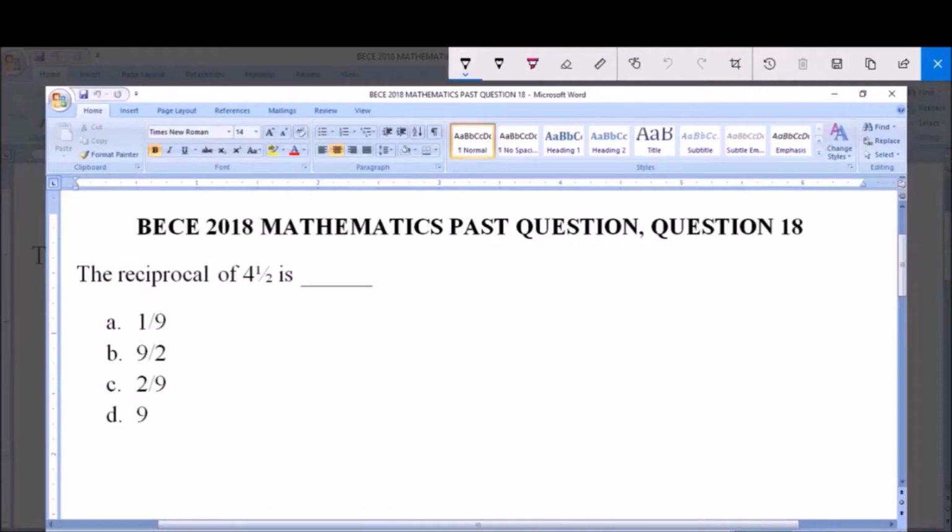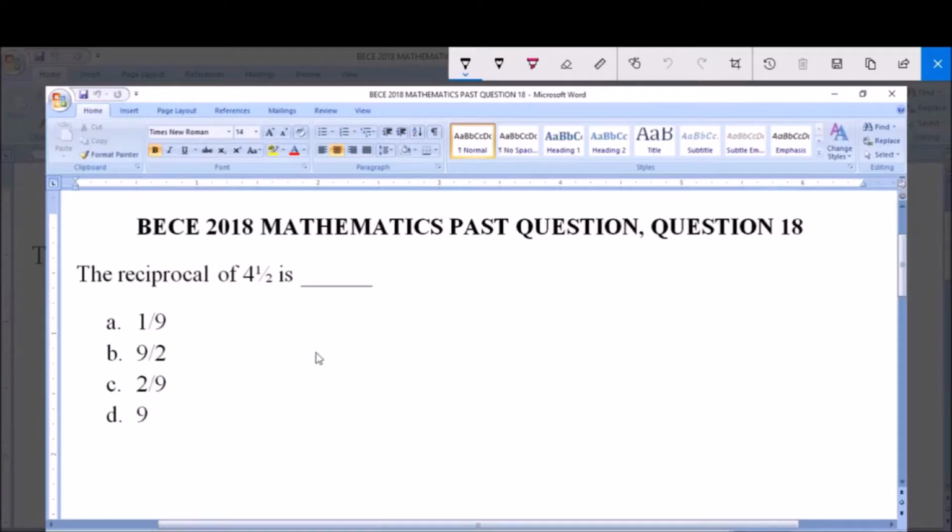Hello, good day and welcome. Today we're going to be dealing with BECE 2018 Mathematics Past Question, question 18. The reciprocal of 4.5 is dash. A 1/9, B 9/2, C 2/9, and D 9.